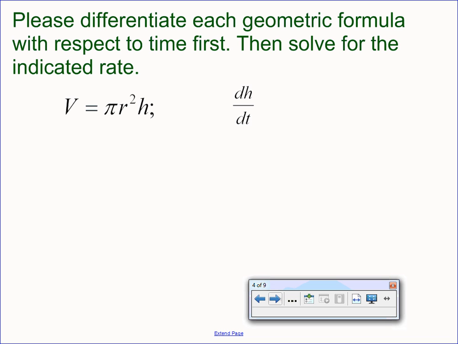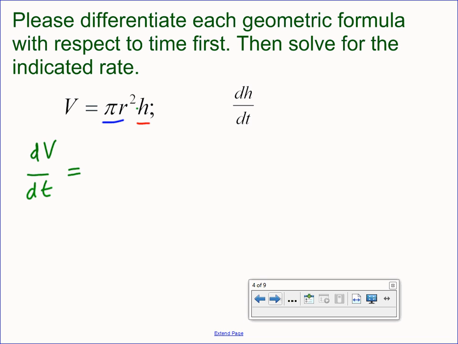The formula is V equals pi r squared h, so volume again. The pi r squared is the base area of a right circular cylinder, multiplied by height to give me volume. Let's do it. On the left, dV/dt. On the right, we have a product, so we'll have to use the product rule to differentiate that. I'll break this up into two functions: pi r squared as one function, and h as the second function.